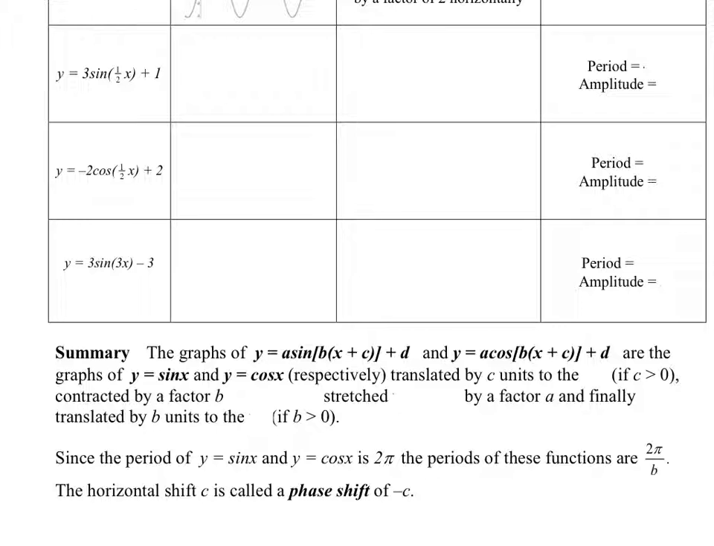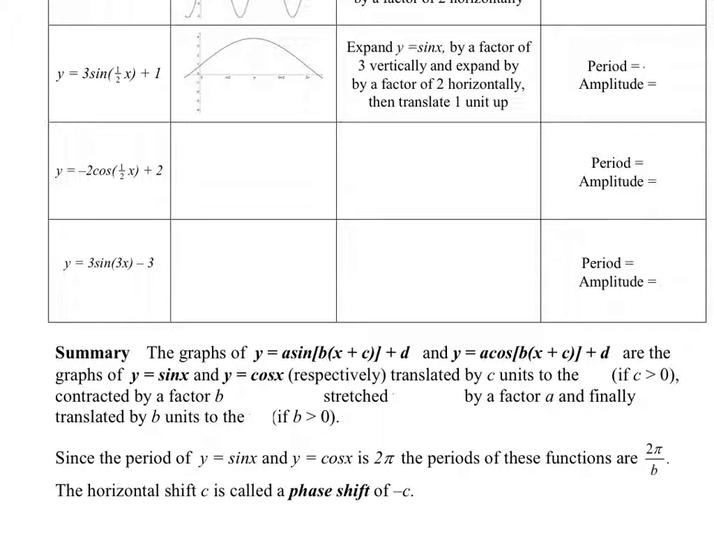In these last few examples, I'll just allow you to have a look at how they work for yourselves. The first one is a vertical stretch of factor 3, horizontal stretch of factor 2, and then it's all shifted down by 1 unit. So we get something like this. In the next one, it should look like this.